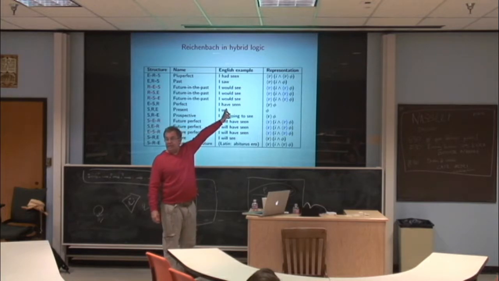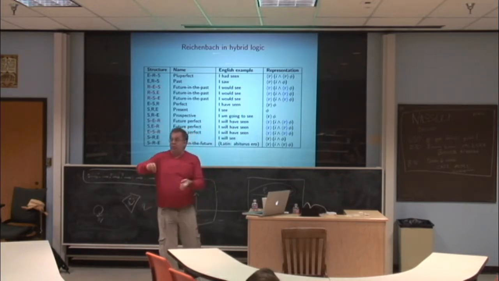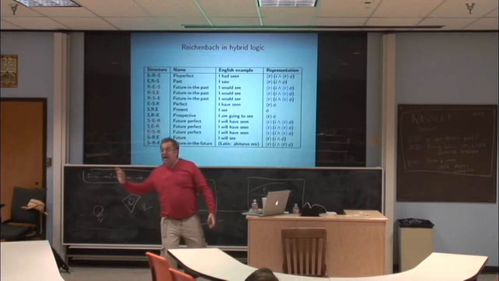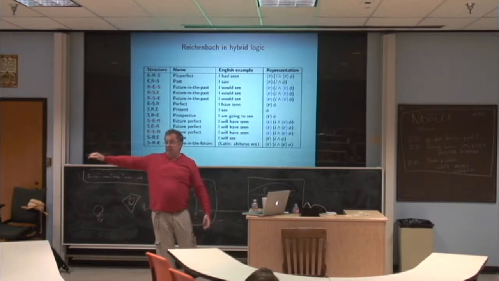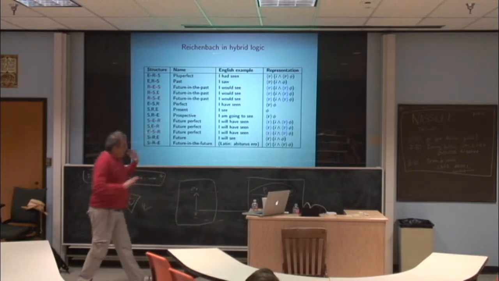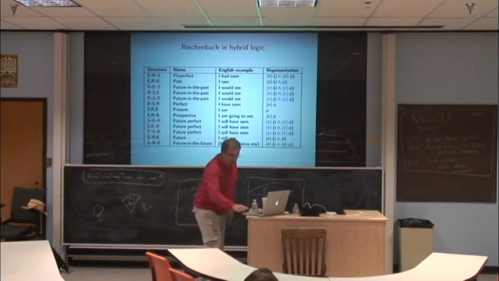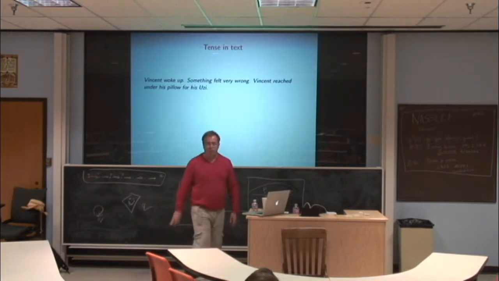Now look at the way we do this in the model. We're evaluating this at a point, and we're saying, look, in the past there is some point I, the reference point, and before that, the running took place. I'm not going to go too much into this. I'll probably be coming back to the slide at various places because I would like to get on with this example, the Vincent example.